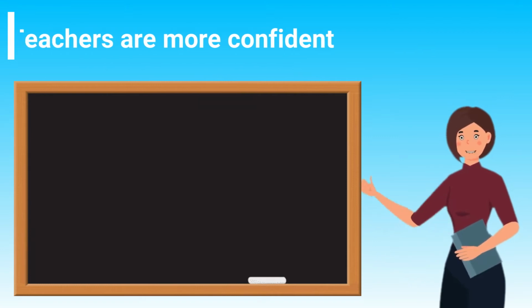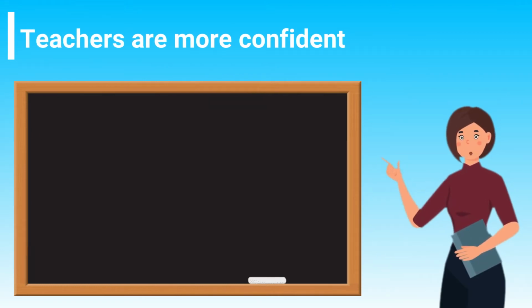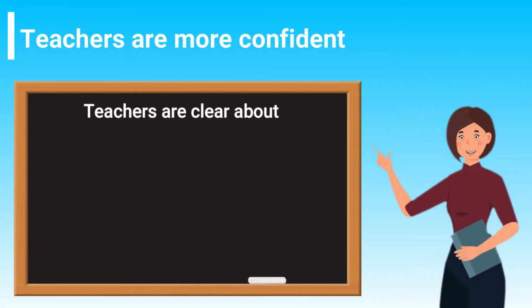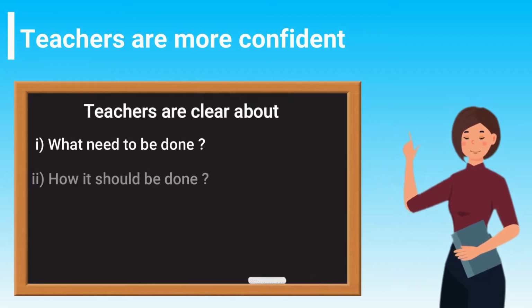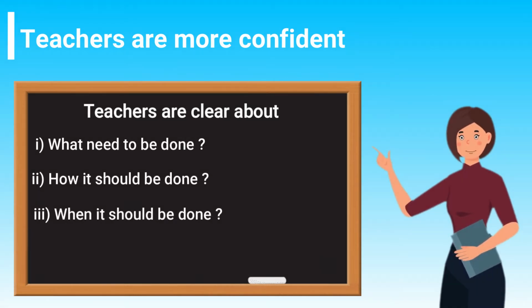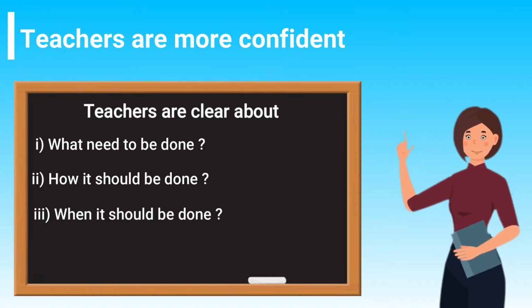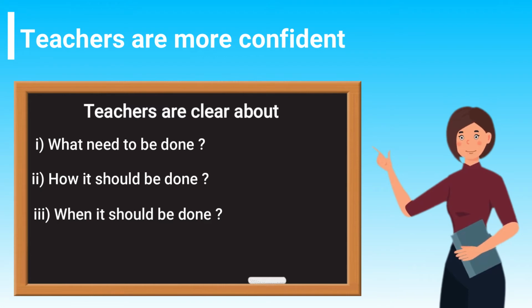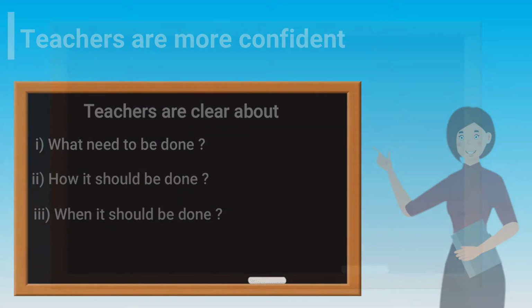A teacher who has a strategy for an upcoming class is more confident. Such teachers are clear about what needs to be done, how it should be done, and when it should be done. Because all of the information has been gathered and all of the details have been decided upon in advance, the lesson will tend to flow more smoothly.